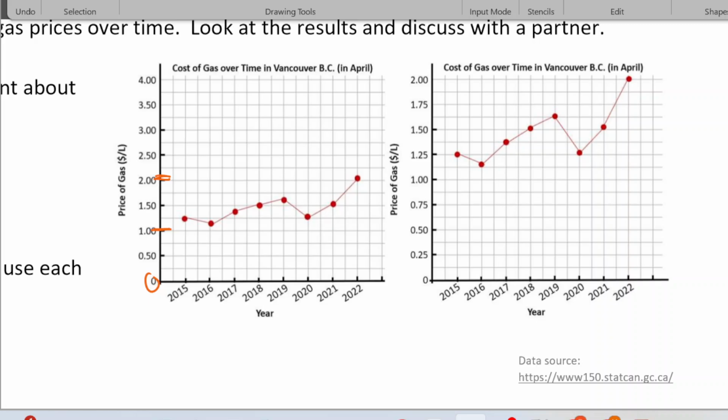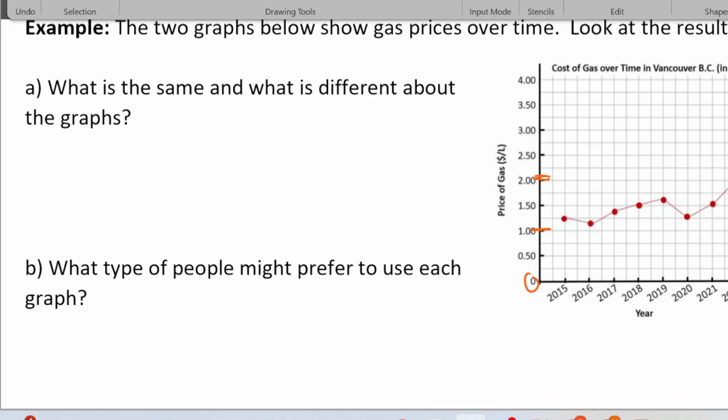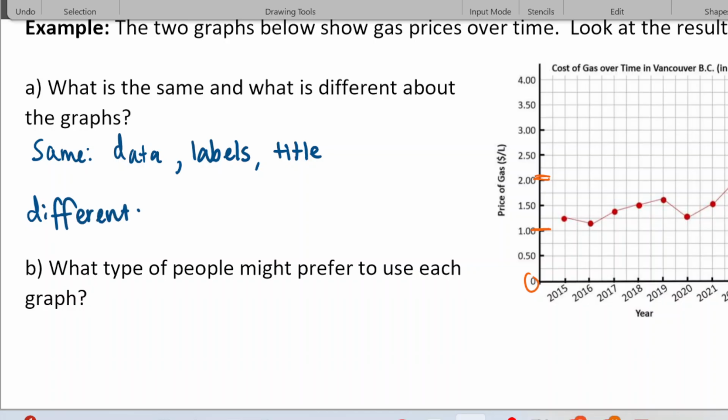Whereas in the second graph, they've chosen to go up by 0.25 instead of 0.5. And we're using a much bigger portion of the grid. And in this case, we can see details a lot better. So let's look at, it says, what's the same and what's the difference? So what's the same is the data set. The title's the same, the labels are the same. Different is the scale on the y-axis, the vertical axis, right? On the first data set, we're going up by 0.5 and the second one, 0.25.